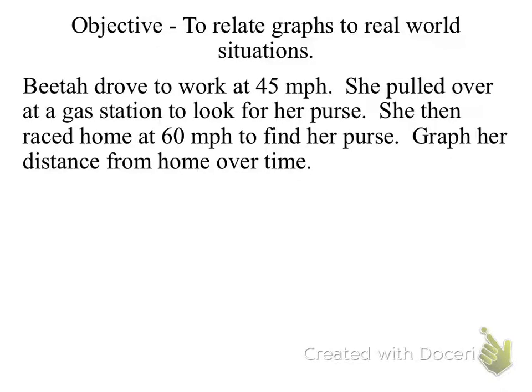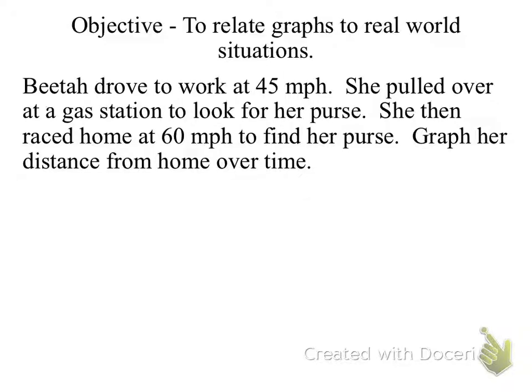So, Beta drove to work at 45 miles per hour. She pulled over at a gas station to look for her purse. She then raced home at 60 miles per hour to find her purse. Graph her distance from home over time.